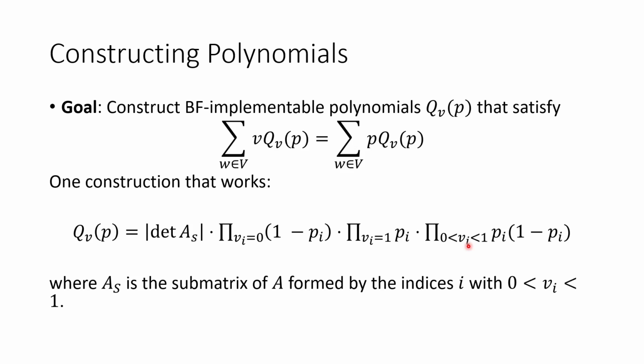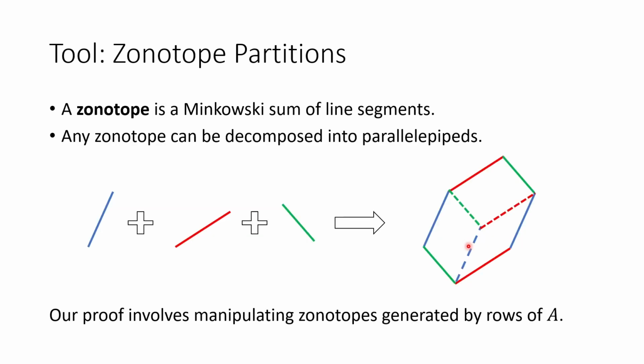Great. So why does this polynomial work? I won't go through the full proof. It's mostly a lot of bookkeeping. But one very important tool which shows up in the proof is the idea of zonotope partitions. So what is a zonotope? A zonotope is a Minkowski sum of line segments.